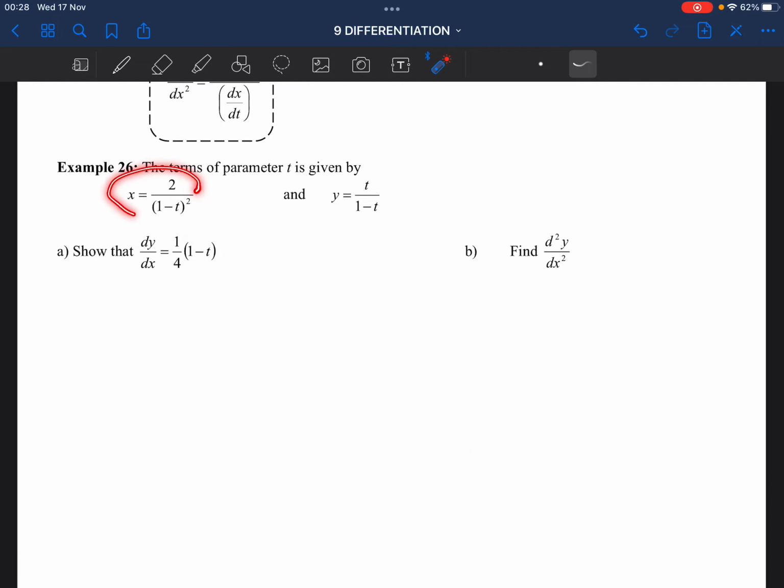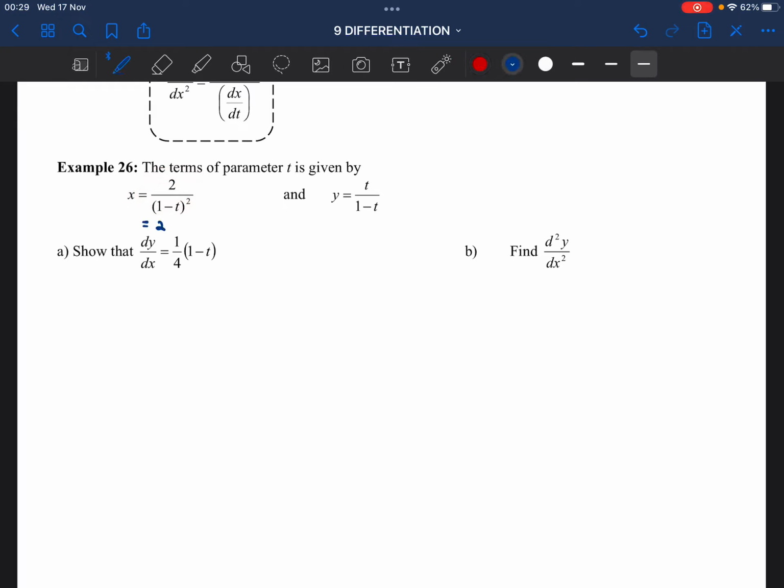So now let's see example 26. We have x equals 2 over 1 minus t square. We have y equals t over 1 minus t. So first things first, you know that if you want to find the first derivative, we have to differentiate x with respect to t, and we have to differentiate y with respect to t. So this one here, how are we going to differentiate this?